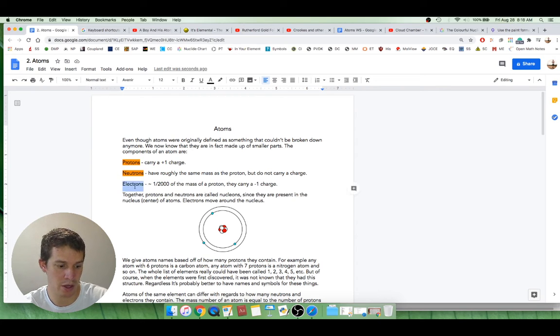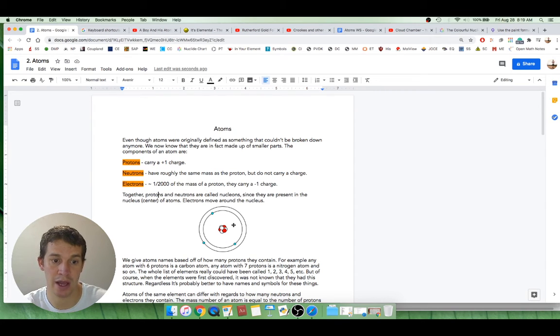Our final one is the electron. Electrons are much smaller. They're about 1/2000th the size of either of these guys. Electrons are much smaller and they carry a negative charge. This isn't super important, but protons and neutrons are also sometimes referred to as nucleons. The reason why is because of their position inside the atom.